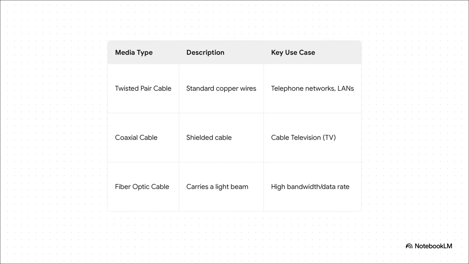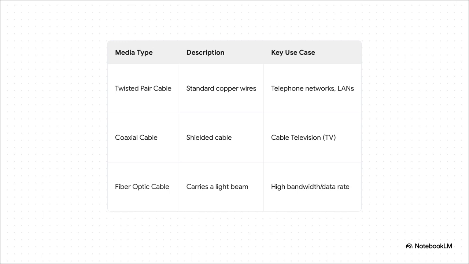So what are these digital roads actually made of? Well, we have a few options. There's the twisted pair cable. That's your standard copper wire, like an old phone line. Think of it as the common city road. Then you've got coaxial cable, which you've probably seen for your cable TV. It's more shielded, kind of like an armored transport route that protects the signal.